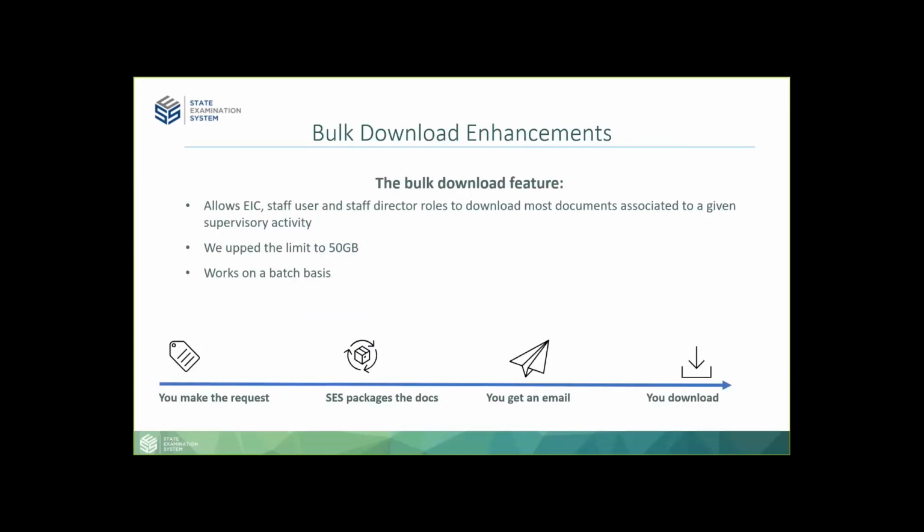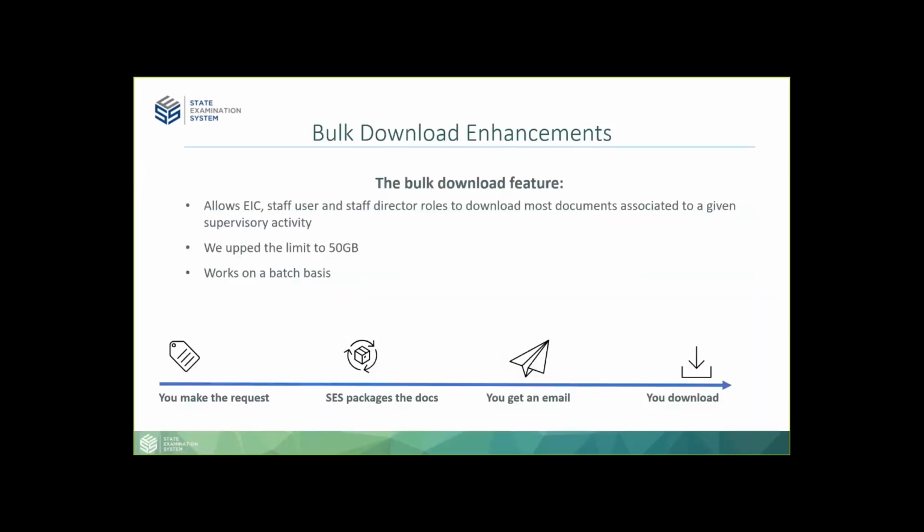We up the limit of the information that can be downloaded to 50 gigabytes. And how this feature works is on a batch basis. So you make the request in the system. You would go to the Interactions tab, and you'll see a bulk download button. Then once the request is initiated, SES is going to in turn package all the documents, and then whoever made the request is going to get an email when the information is ready, and it's going to be packaged in a zip folder, which you will then be able to download.